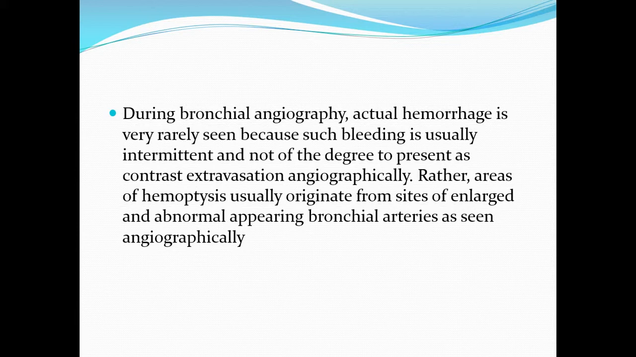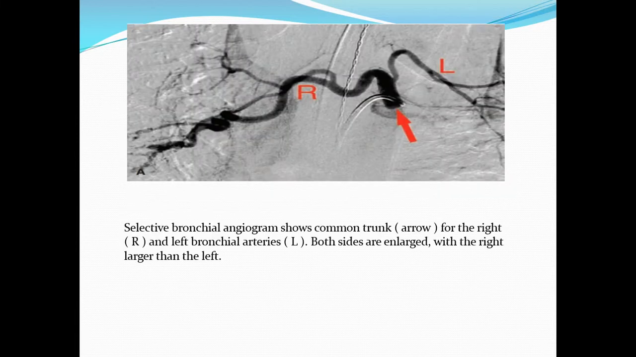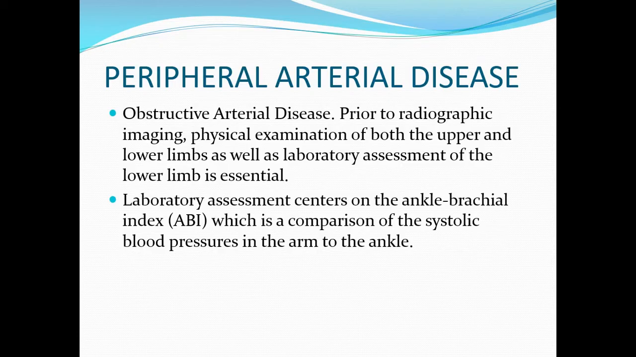Usually we see areas of hemoptysis as areas of abnormal appearing bronchial arteries. These abnormal appearing bronchial arteries usually supply the area of hemoptysis. For example, you can see here a bronchial artery catheterization. It shows a common trunk, both the left and the right appearing large, but the right is larger and tortuous and abnormal looking, indicating that these are the areas of the hemoptysis or the causative agent of the hemoptysis.